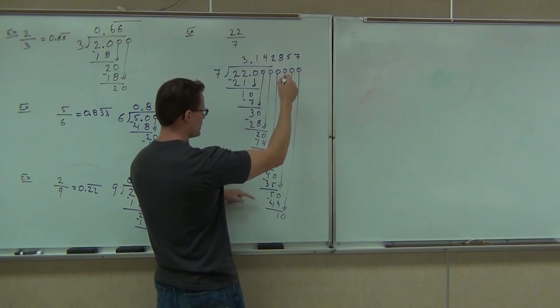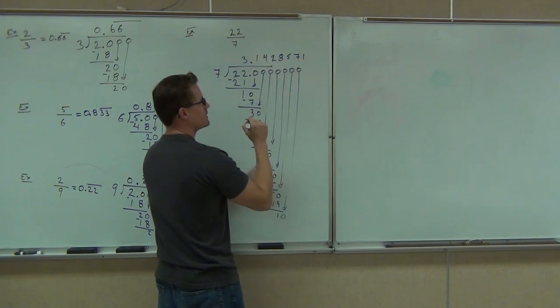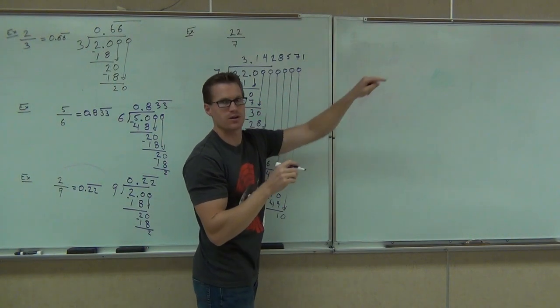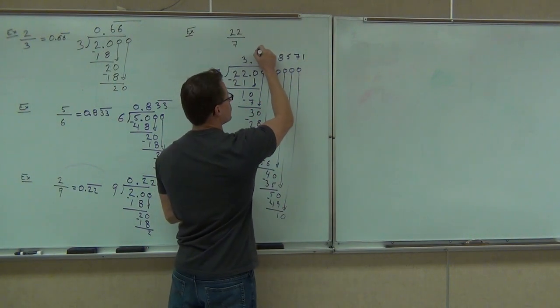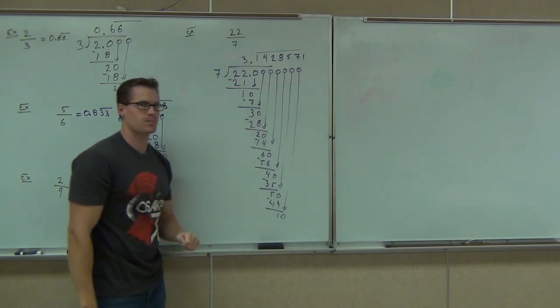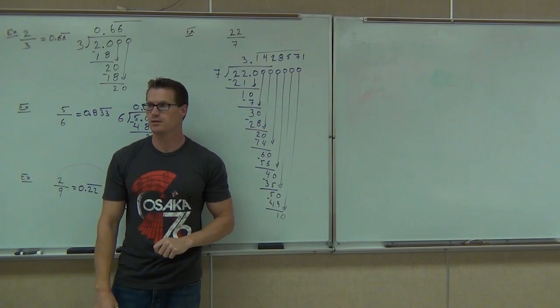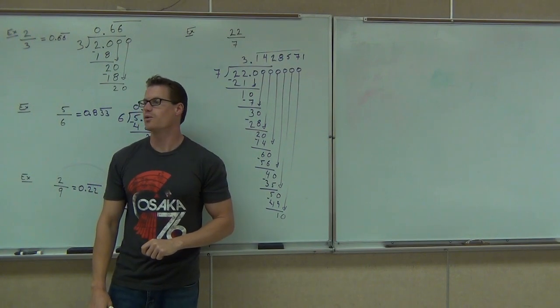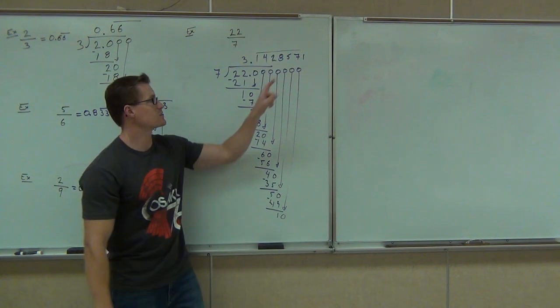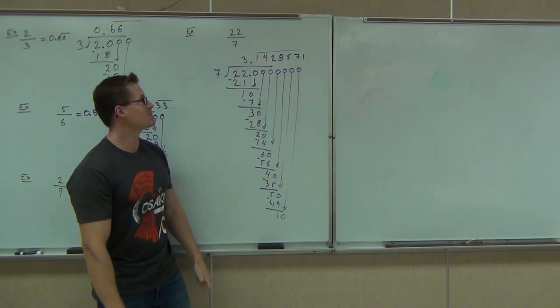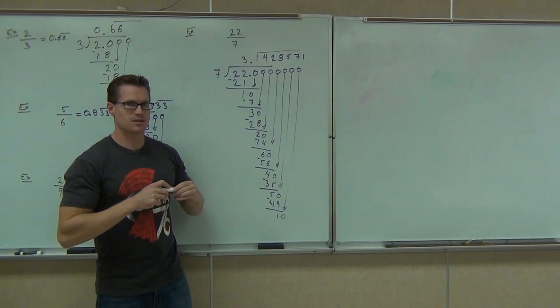Let's see what we get. We get a 1 out of that, right? The next one's going to be a 4, 2, 8, 5, 7. Then 1, 4, 2, 8, 5, 7. This whole thing repeats. So 3.142857, and you put the line over the whole thing. That whole thing's going to repeat. The next digits are 1, 4, 2, 8, 5. Yeah, that's crazy.